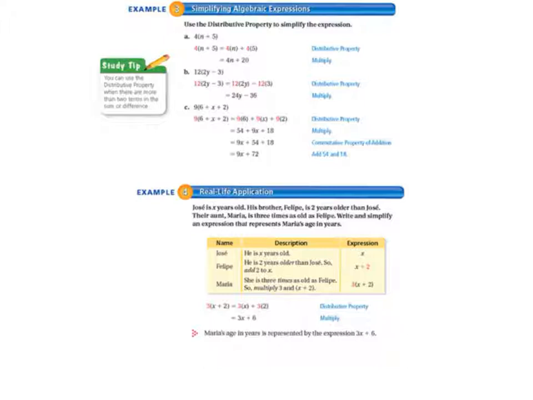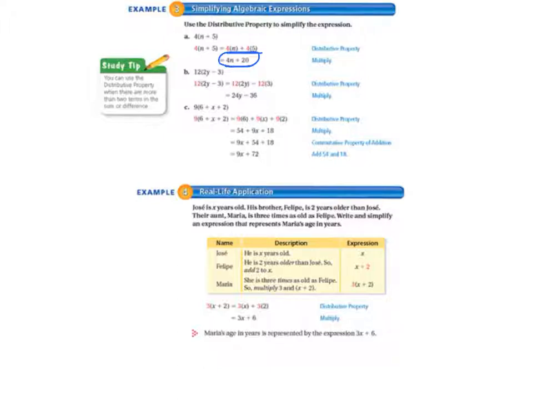Moving on to page 135, example 3, we're simplifying algebraic expressions. When we simplify things, we're just making it so that there are fewer terms and so that everything's kind of neat and tidy. Example 3a, we're using the distributive property to simplify the expression. So 4 times n plus 5, we use the distributive property to multiply that 4 by everything that's inside the parentheses. So 4 times n plus 4 times 5 equals 4n plus 20.